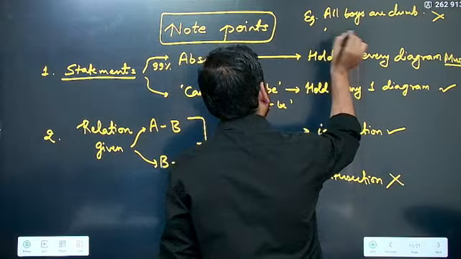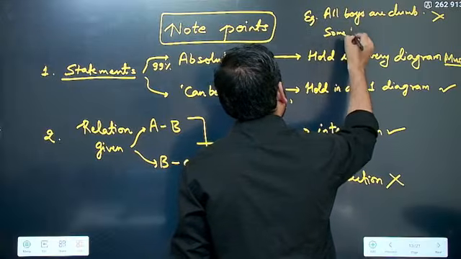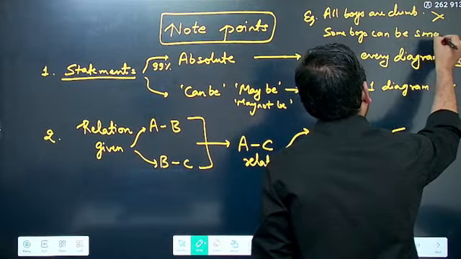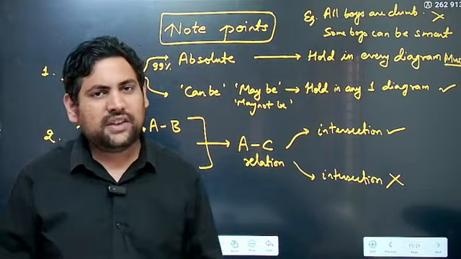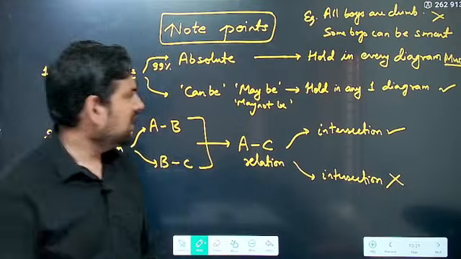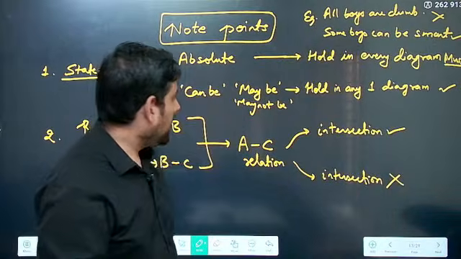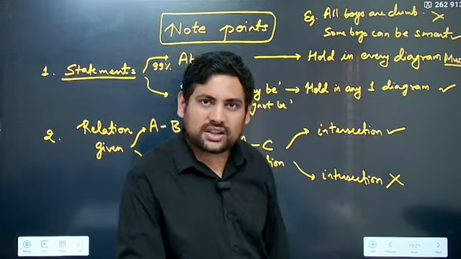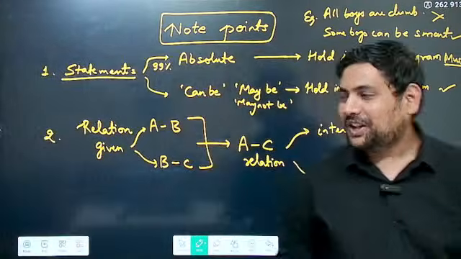So I say "some boys can be smart." Now for this to be correct, what do I need? I just need one boy. If that one boy is smart, then I am done, correct? To negate this becomes very difficult. So even if I get one boy, it is fine, correct? So may or may not be. If it holds only in one diagram, then also it is considered correct. Now this we'll see while doing the questions, how you deal with it.